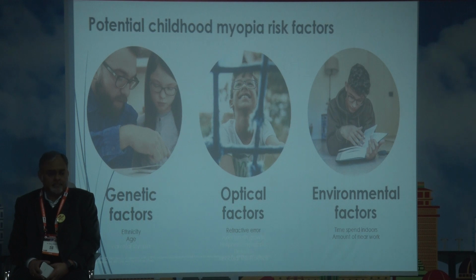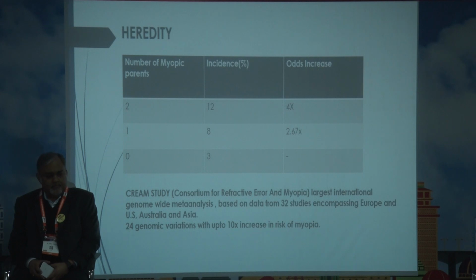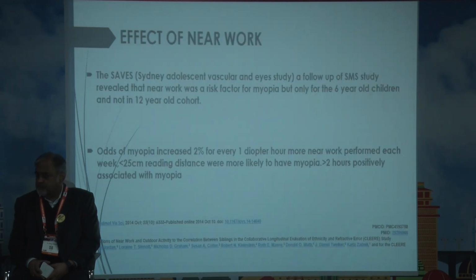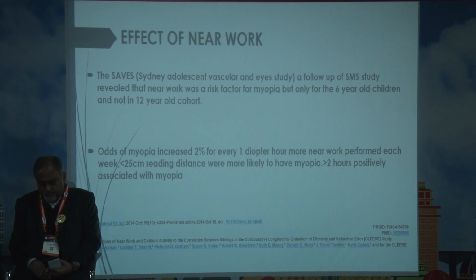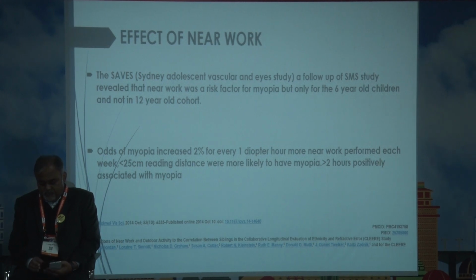Other potential factors include genetic, optical related factors, and environmental factors. The CREAM study, which is the largest genome-wide meta-analysis, based on 32 studies, has found that there are up to 24 genomic variations in myopia, and when there are 2 myopic parents, the risk increases to 12%. And again, the SAVE study and SMS study revealed that near work was a risk factor for myopia.